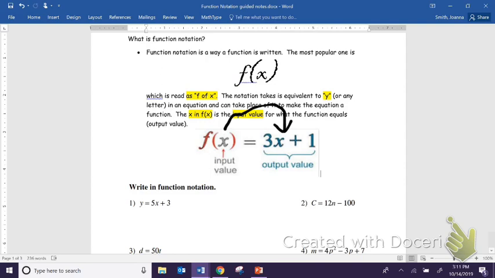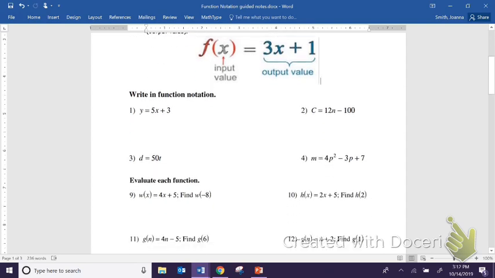Remember me talking about independent and dependent variables? Your x is independent, your y is dependent. This is where the output value comes in. Everything depends on what your input value is. So, the most basic thing that we're going to look at is writing it in function notation. You guys do not need to overthink it. Do not overthink this. Don't do it.